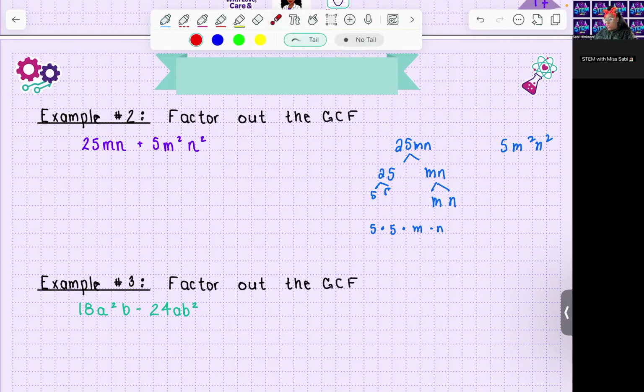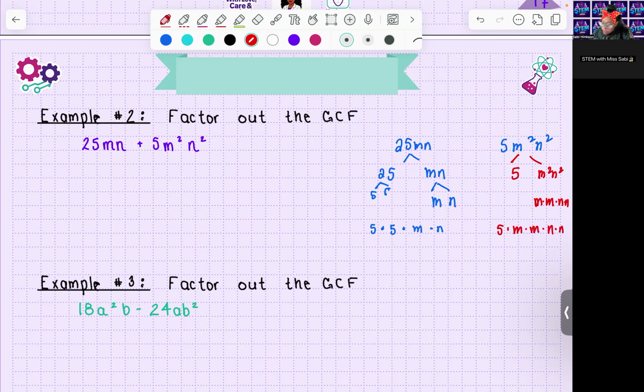So remember what prime factors are. When I multiply these all together, I should get the thing that I started with. Okay, now let's factor the 5m squared n squared. So it breaks down to m squared n squared. Then what does this factor out to be? Well, m times n times n times n. So this is 5 times m times n times n times n. So these are the factors.